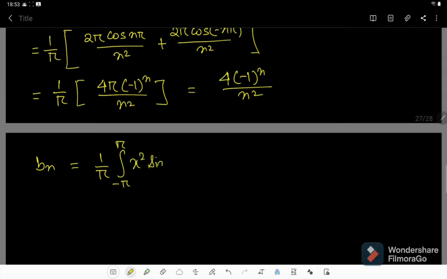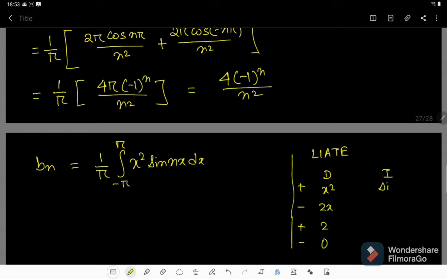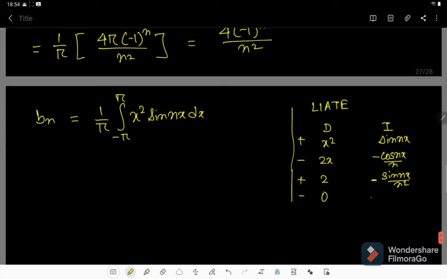x square sin nx dx. Again, we will abide by the LIATE protocol and write d and I here: plus minus, x square, 2x, 2 and 0, and sin of nx, minus cos of nx by n, further integration of this term, so sin of nx by n square, and ultimately positive sign, cos of nx by n cube.